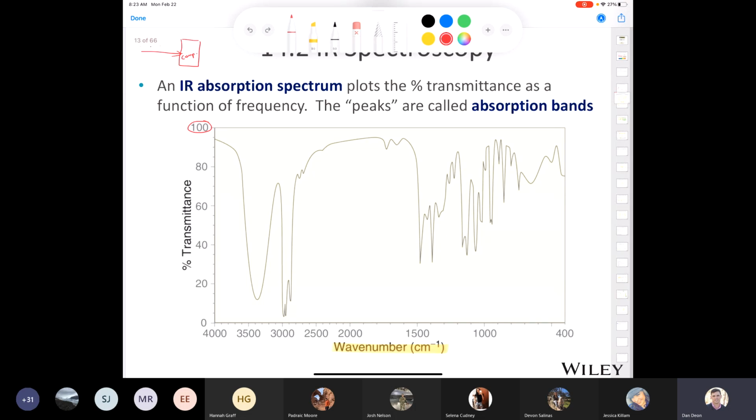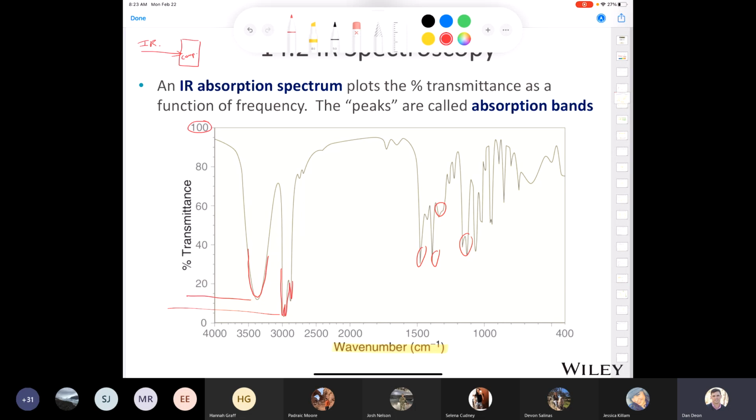But the absorption bands, what you see here, here's an absorption, here's one, here's some. We have all these different absorption bands. Those are the frequencies of light that were absorbed, right? So it wasn't transmitted. If you have a low transmittance, that means you have a high absorbance.